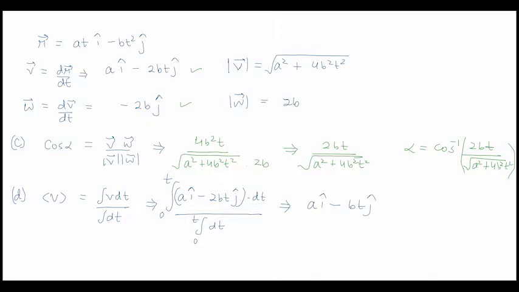Now the next portion is to calculate the magnitude of this average velocity. The magnitude of the average velocity is the square root of a² plus b²t². So this is the answer to the last part. With this we have solved the first one. Let us go to the next problem.